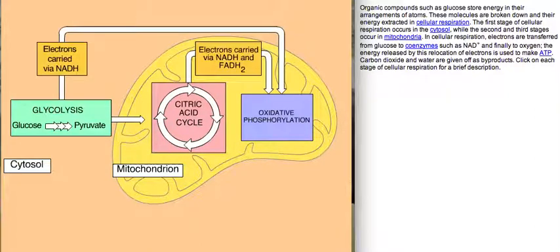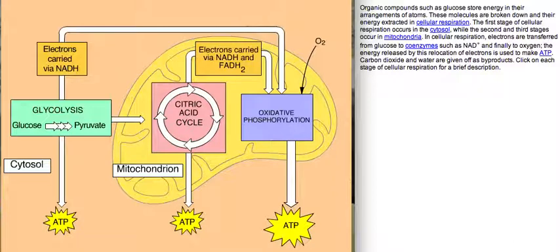In cellular respiration, electrons are transferred from glucose to coenzymes such as NAD+, and finally to oxygen. The energy released by this relocation of electrons is used to make ATP. Carbon dioxide and water are given off as byproducts. Click on each stage of cellular respiration for a brief description.